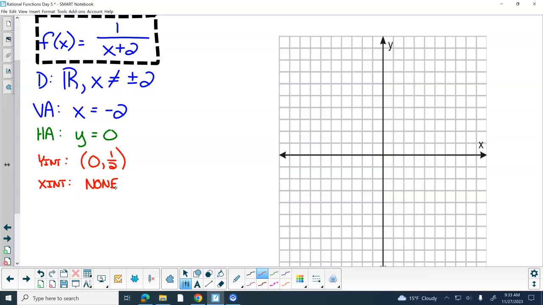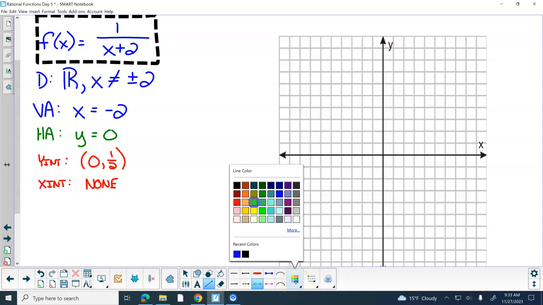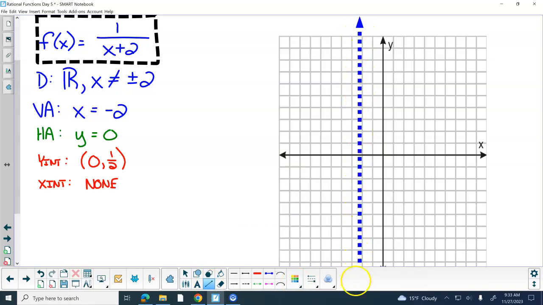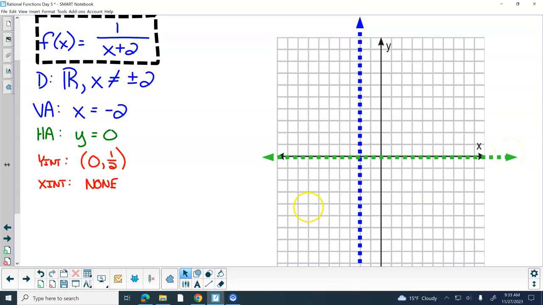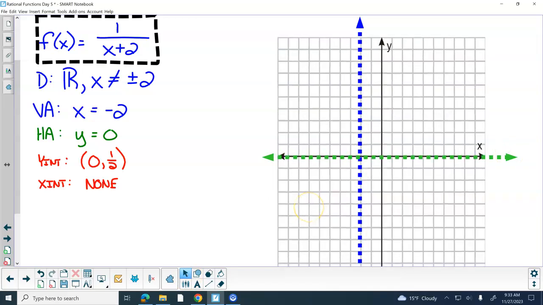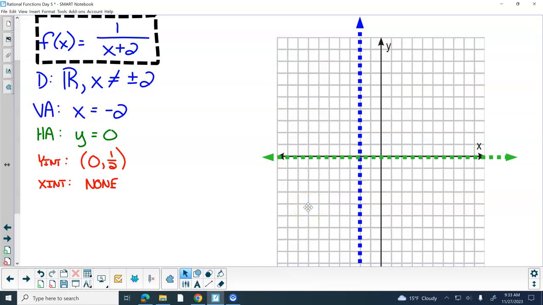All right, let's catch up on the graph. So we've got blue, -2 is there. Oops, I missed. We'll fix that in post. I missed again. Okay. Y-intercept of 0, 1/2 puts me right there. Good so far with everything.